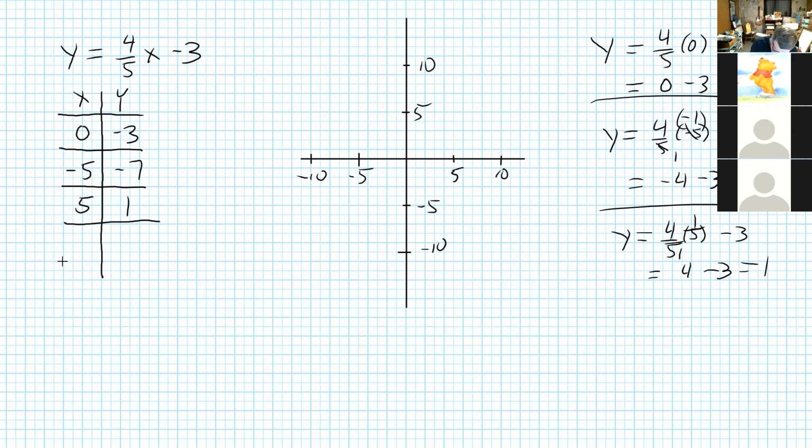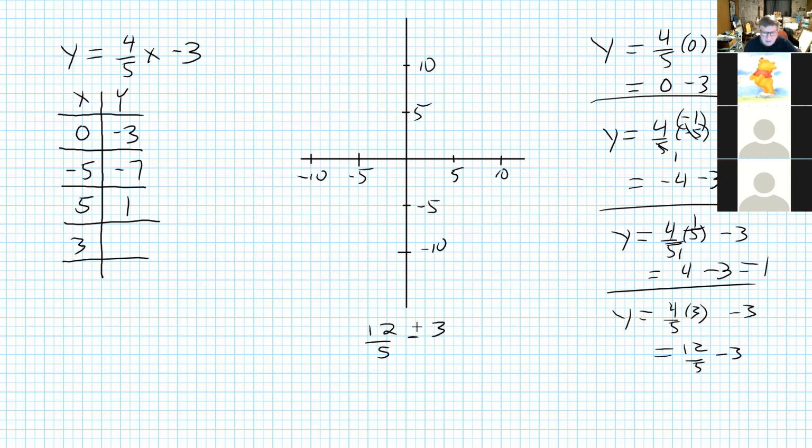Tell you what, let's throw in another value that isn't a nice one. How about, let's use x is 3. Okay. So y equals 4/5 times 3 minus 3, which is 12/5 minus 3. Ooh. Okay, let's see. 12/5 minus 3. To combine those, we need a common denominator, right? Which is going to be a 5. So we'll have 12/5 minus so many fifths. We'll multiply by 5/5, which will give us minus 15/5, which is -3/5.